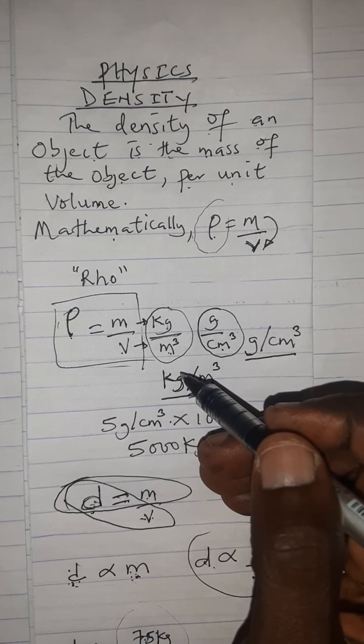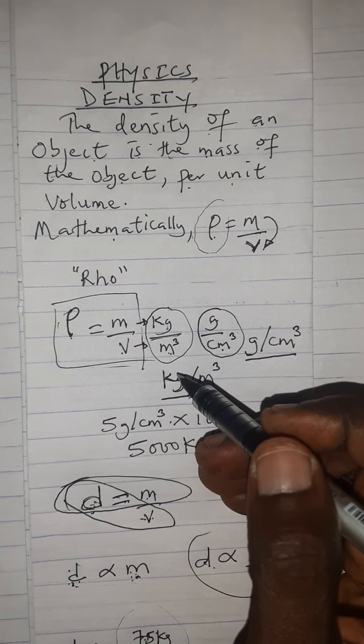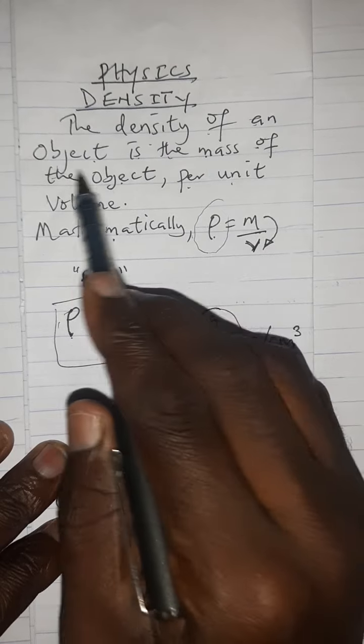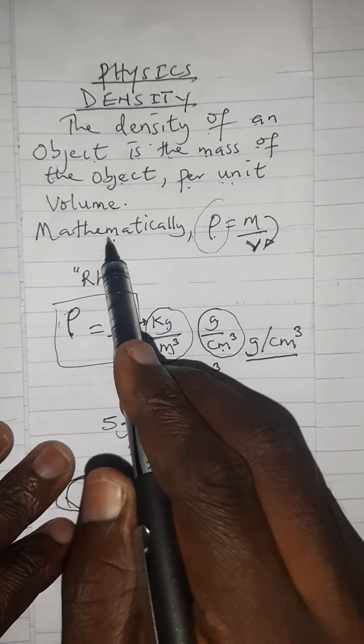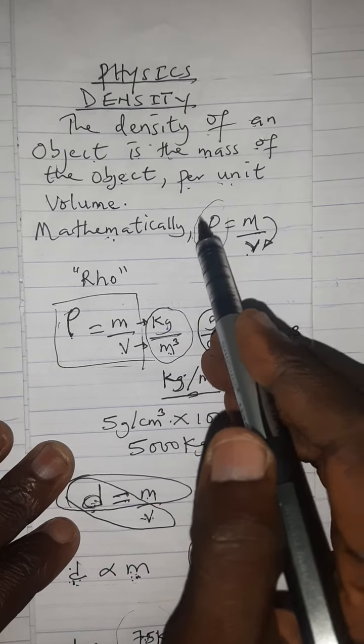Okay, let's look at density. We are going to start from scratch because we want to carry everybody along. From the definition I've written here, the density of an object is the mass of the object per unit volume. So mathematically, we say density equals mass over volume. And of course, this is a symbol for density.